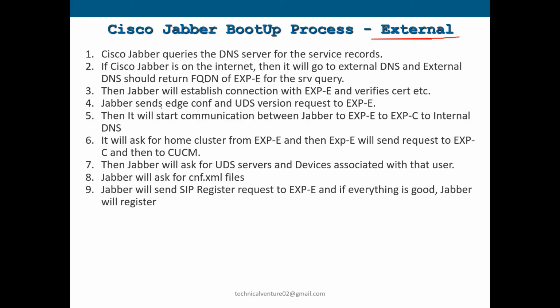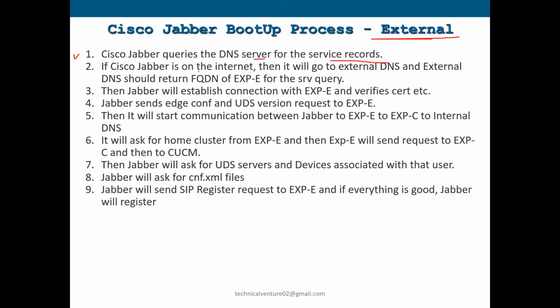The first step would be the same: Cisco Jabber queries the DNS server for the SRV records. I already showed you in my previous video how we can add these SRV records under the Cisco UDS or the underscore cup login. The same thing we can do for the external as well. We can add the SRV records in the same way. So the first step, Cisco Jabber queries the DNS server for the service records.